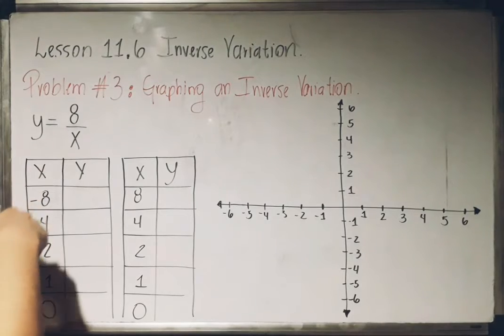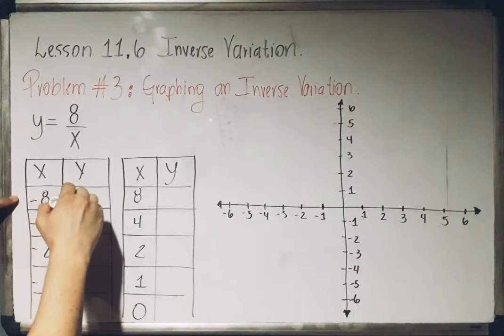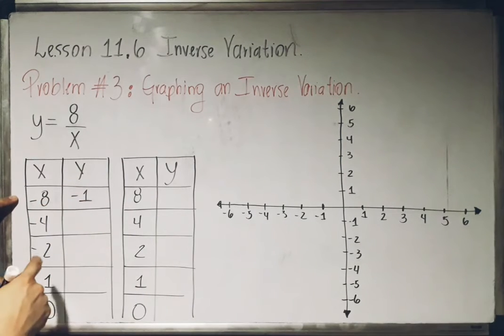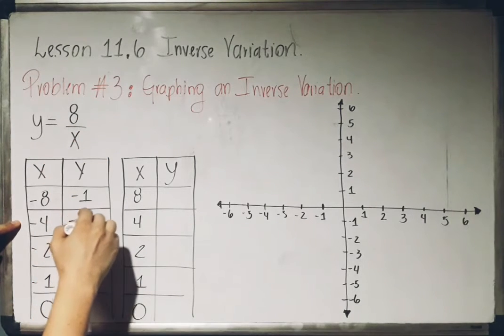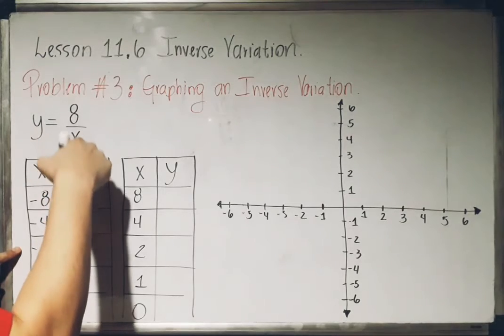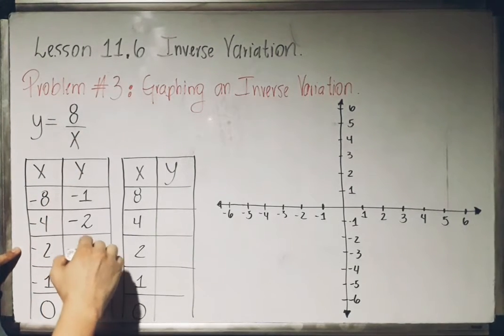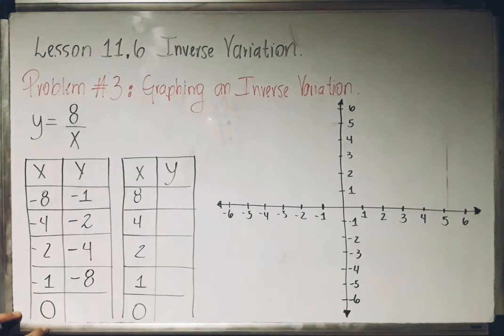First, if you use negative 8, it's going to be 8 divided by negative 8, so you're going to have negative 1. If you use negative 4, 8 divided by negative 4 is negative 2. If you use negative 2, 8 divided by negative 2 is negative 4. And negative 1 gives negative 8. But what happens when you use 0? It's going to be undefined.